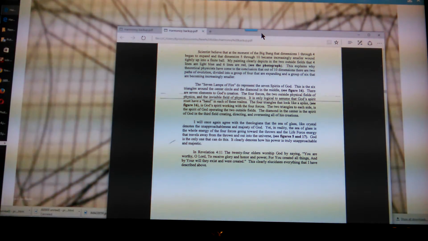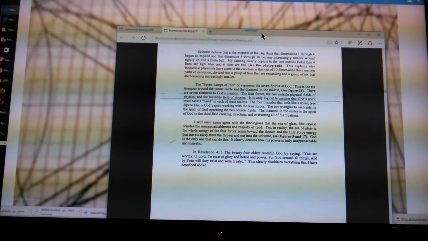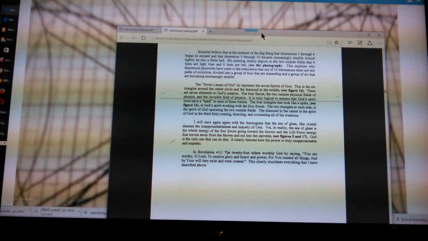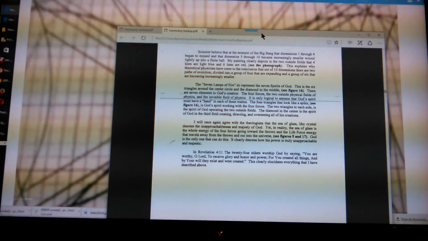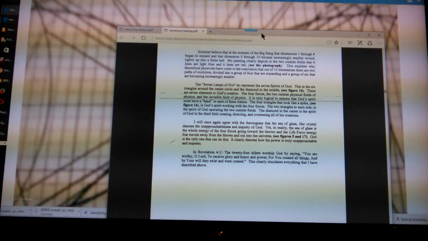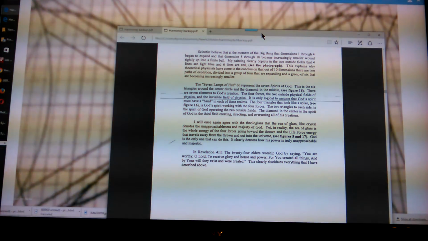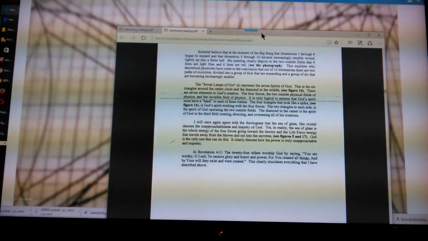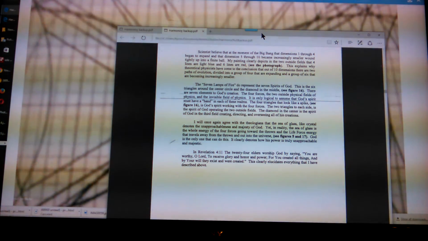So, I will once again agree with the theologians that the sea of glass, like crystal, denotes the unapproachableness and majesty of God. Yet in reality, the sea of glass is the whole energy of the 4 forces going toward the throne, and the life force energy that travels away from the throne and out into the universe, referencing back to figure 5 and 17 that we talked about earlier. God is the only one that can do this. It clearly denotes how His power is truly unapproachable and majestic.